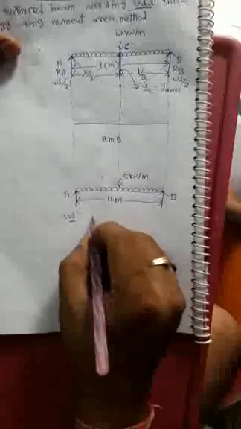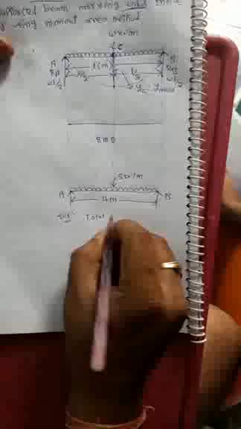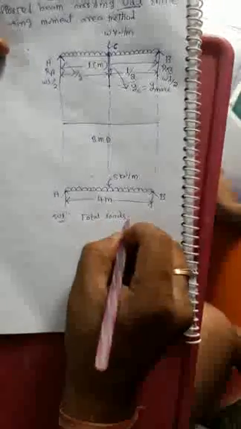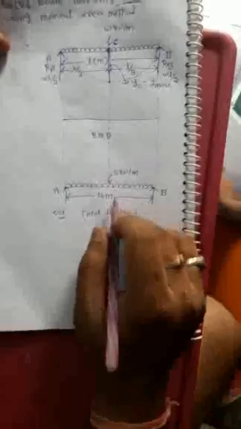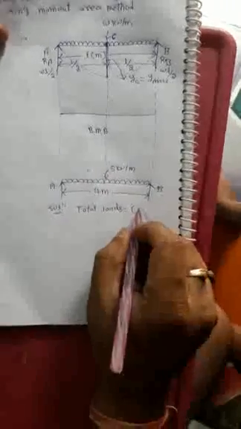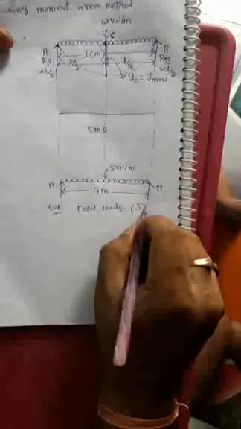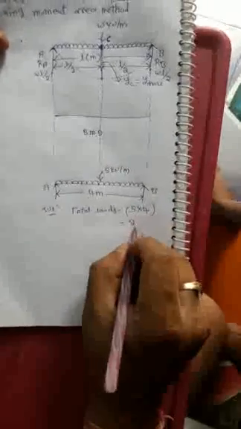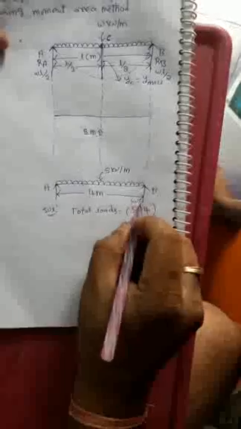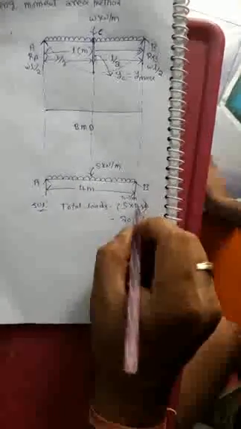The solution is: first find the total loads, TL. Since the beam carries a UDL, the total load is W into L. W is 5 and L is 4, so 5 into 4 is 20 kilonewtons. Here the UDL is in kilonewton per meter and the length is in meters, so the meters cancel, leaving kilonewtons only.